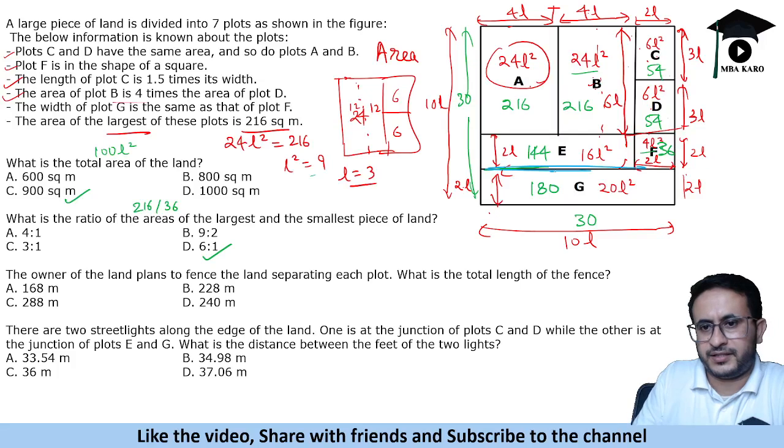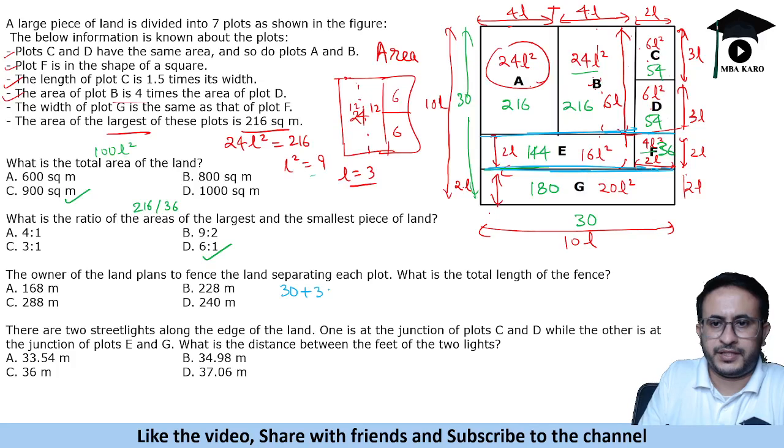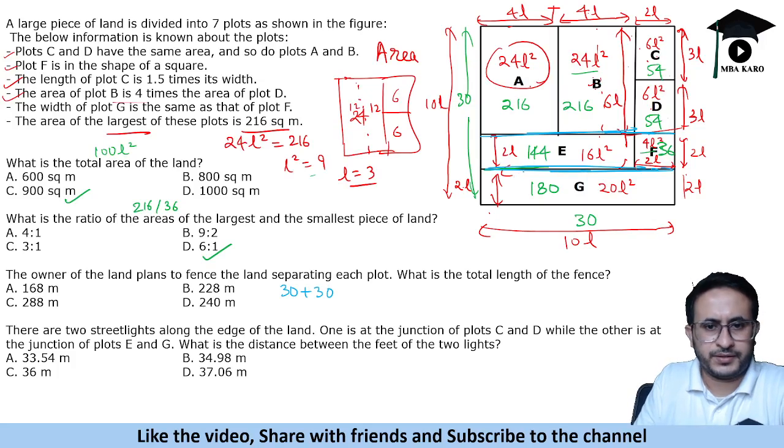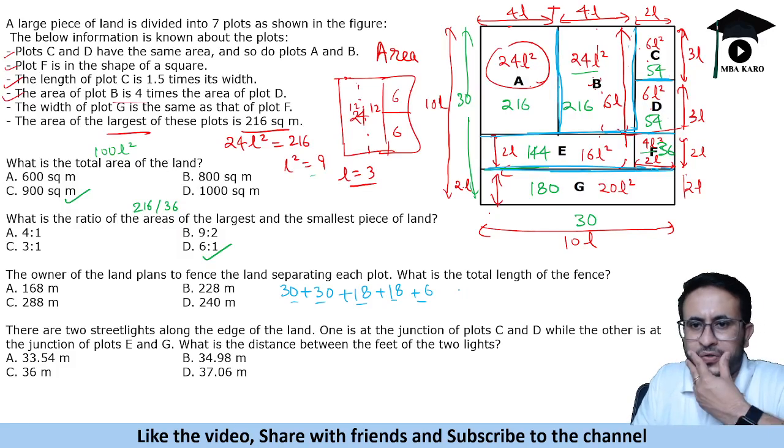Keep counting. I'll do it with a different pen so that you understand it. So he needs 30 meter here, 30 meter here, 30 plus 30. And then he needs this, which is 6L, which is 18, plus 18 plus 18. And then he needs this length, which is 2L, which is 6. So how much is it? 60 plus 42, or do we need anything else?